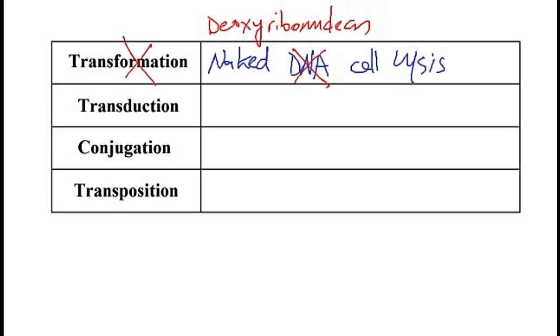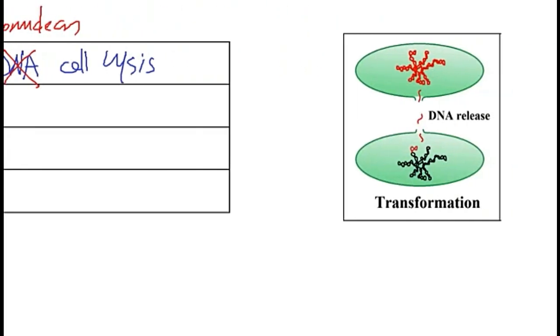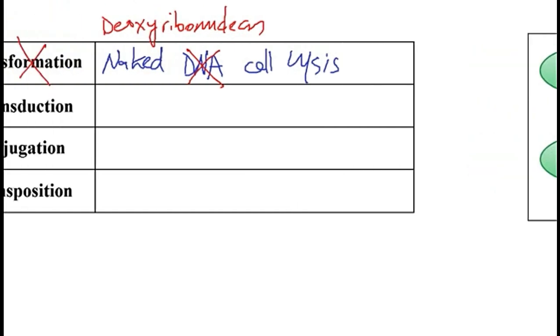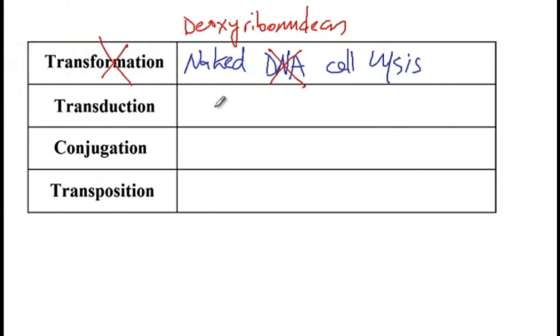So here is an image that shows transformation. As you can see, the naked DNA is picked up by another cell and then it's incorporated into the genome. The next mechanism is transduction, where a virus will transfer genetic material from one bacterium to another.